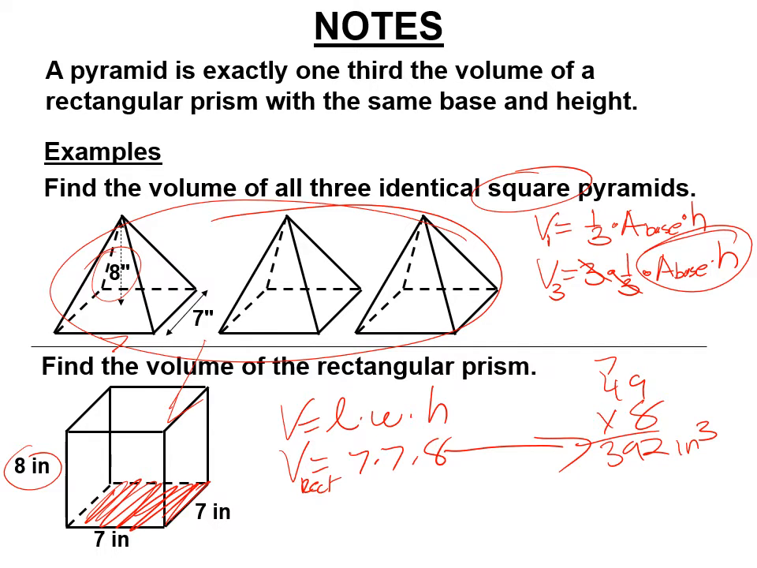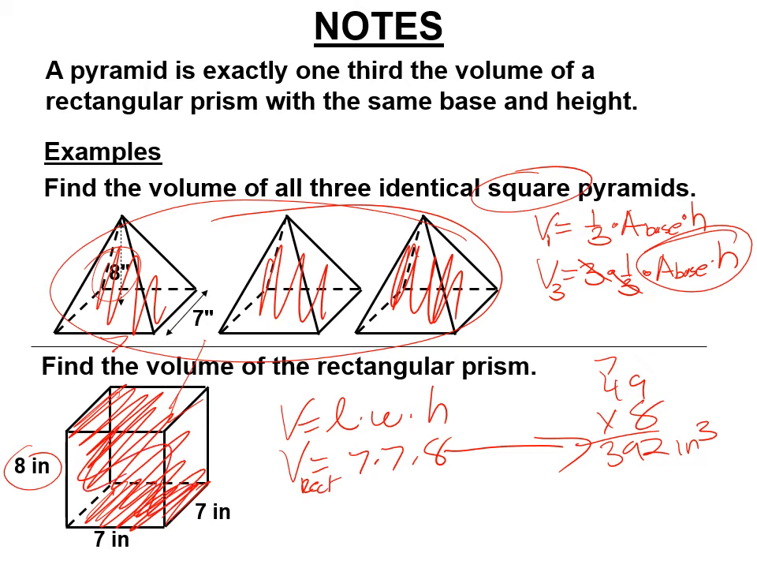Now, you're not going to be able to fit three of them as they are. You would have to, say, fill each of the pyramids with sand and then dump that sand into the rectangular prism at the bottom. And exactly the same amount of sand fits in this one rectangular prism as fits in those three square pyramids.